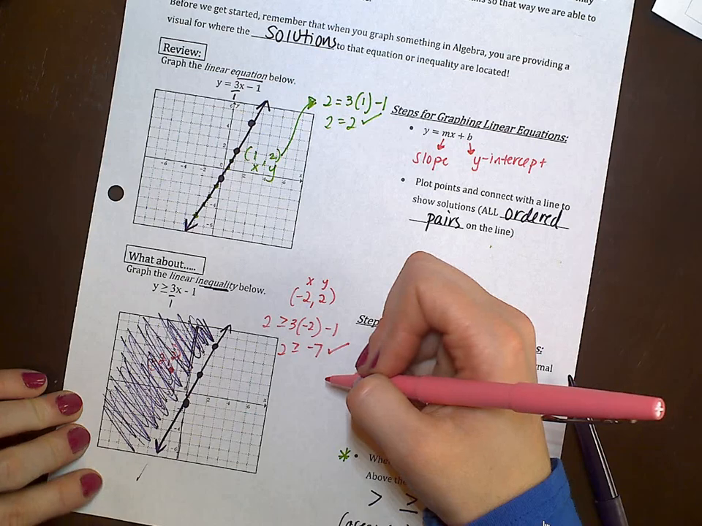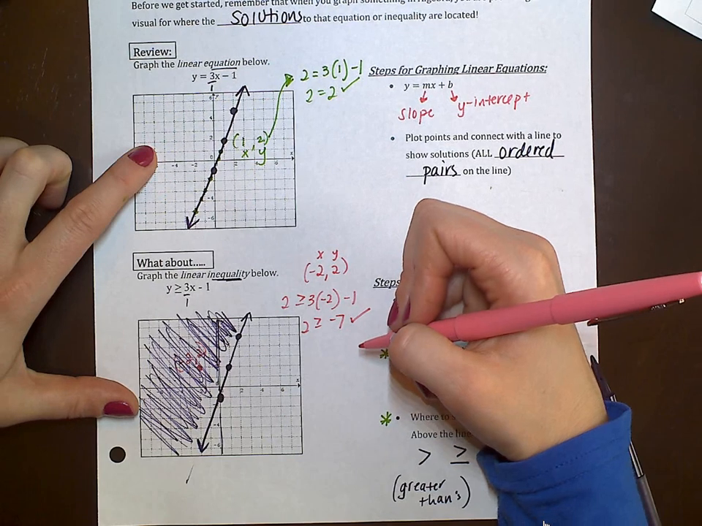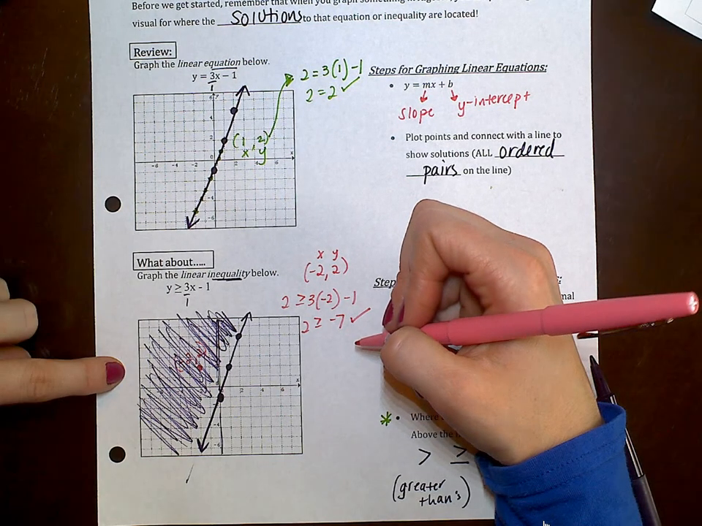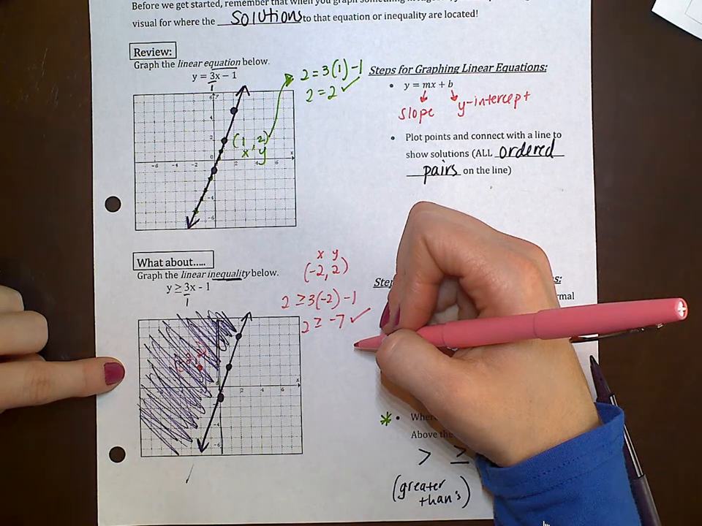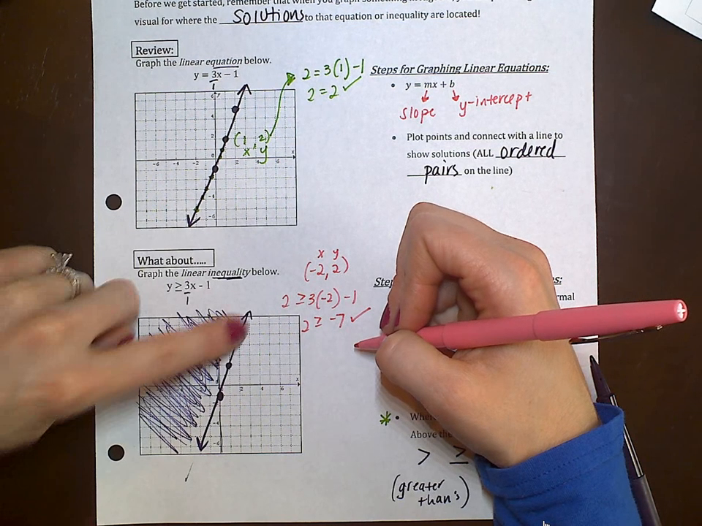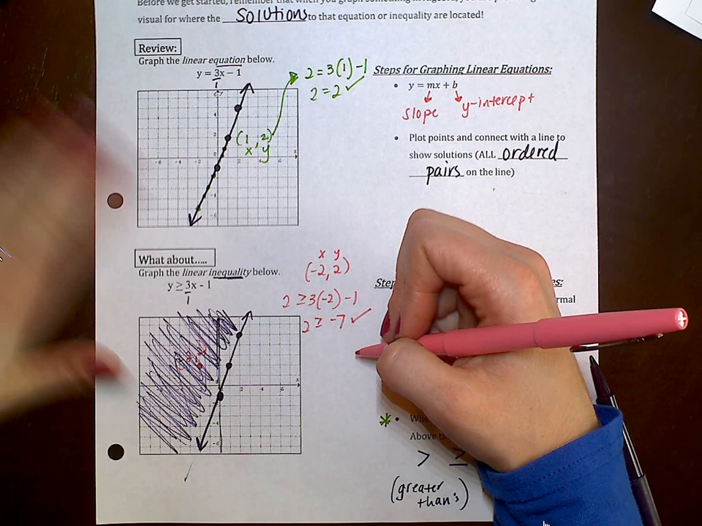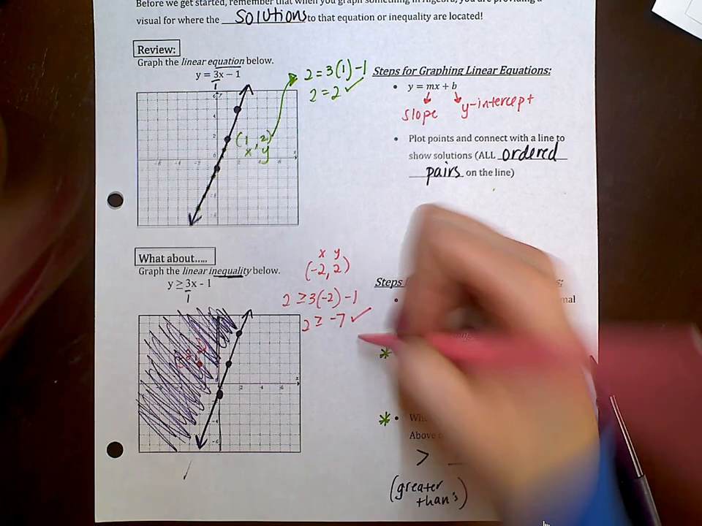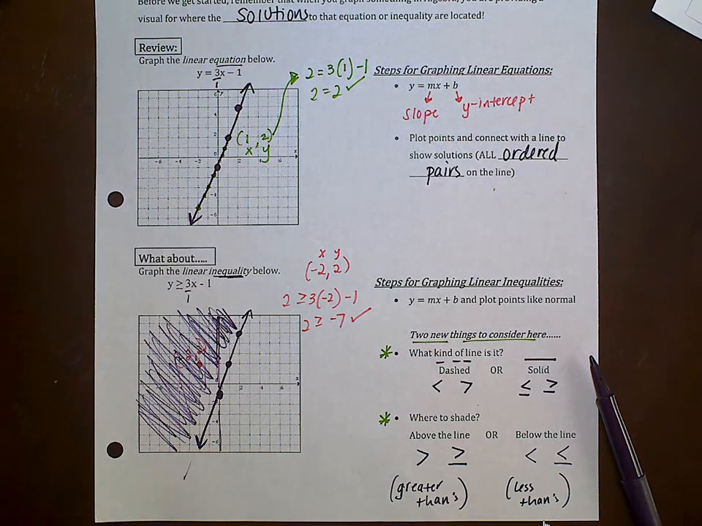Notice that the difference between an equation and an inequality is that an inequality has so many more answers. The equation, it's just the points on the line. But this inequality, it's all the points on the line and everything shaded above. So it just makes the solution set so much greater.